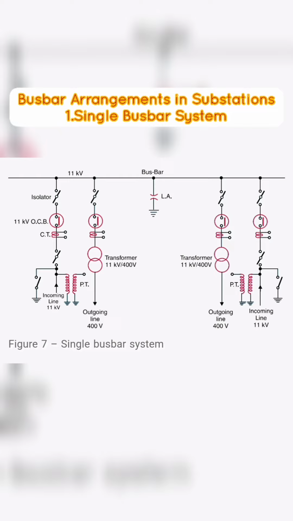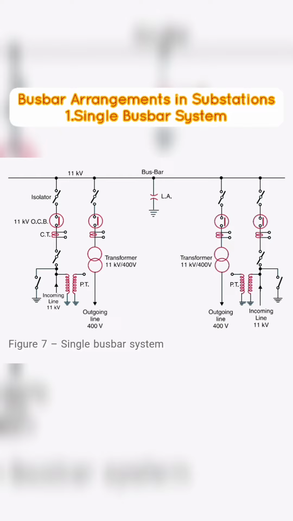However, the principal disadvantage of single busbar system is that if repair is to be done on the busbar or a fault occurs on the bus, there is a complete interruption of the supply. Note: this arrangement is not used for voltages exceeding 33 kV. The indoor 11 kV substations often use single busbar arrangement.